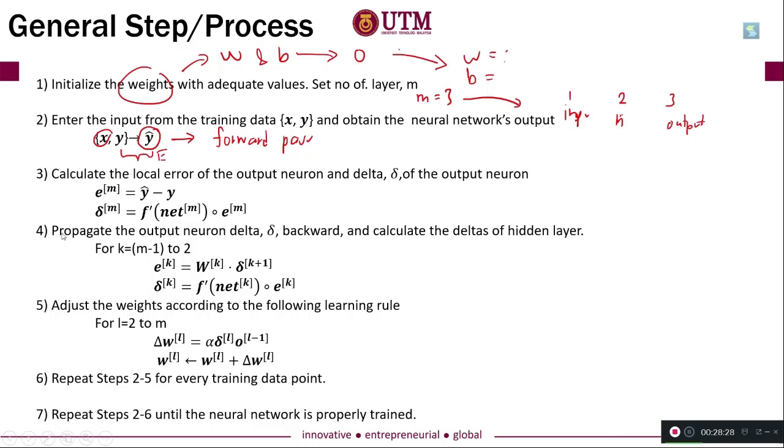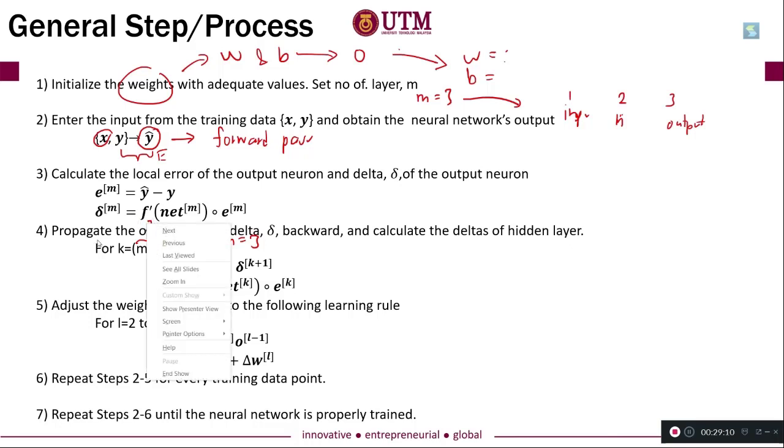Then step number 4, you propagate the output neuron delta backward, and calculate the delta of the hidden layer. That means you propagate this to the hidden layer to calculate the delta at the hidden layer, which I represent in this one. So I'm using a for loop here, meaning that in our example we set our M equal to 3. So now this one should be equal to 2.